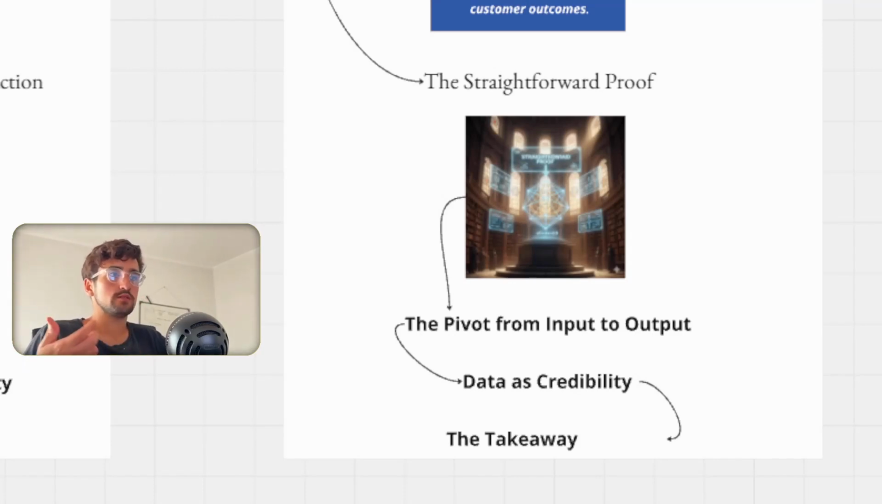They stopped selling the software and started selling the 20% growth, what I have mentioned on previous videos, and they moved the focus from what we do to what you will get, which is completely different. And also data as credibility. Broadcasting both raw adoption numbers, like 600 customers, and the tangible results customers were achieving bolster credibility in early marketing pitches and help them secure a 12 million Series B.